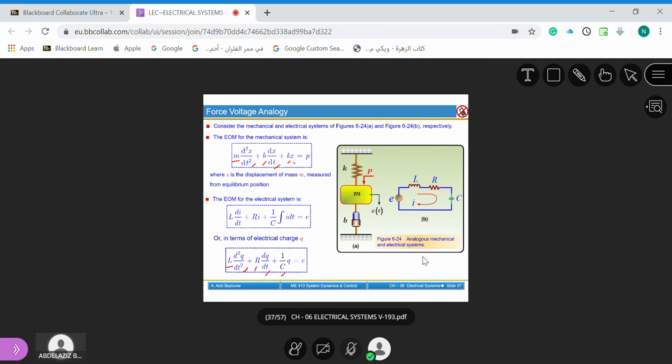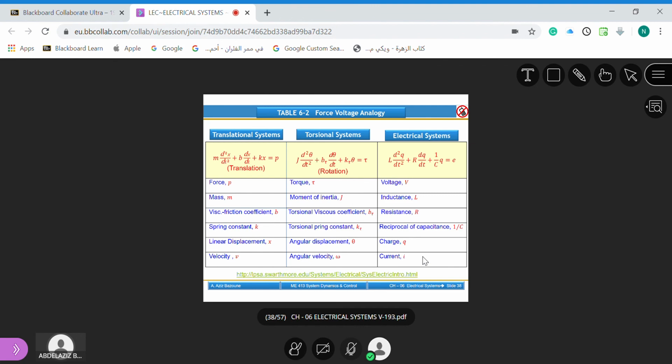Now, if you compare this, they will behave in the same way. If we have a translational element, the force will correspond to the voltage V. The mass M will correspond to the inductor L. The viscous friction B will be exactly the same as the resistance. Spring constant K will be the reciprocal of the capacitance. And the linear displacement X will be the charge Q, and the voltage V will be the current I. Oh, sorry, the velocity V. This is the comparison.